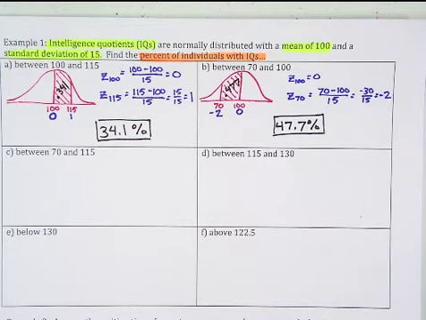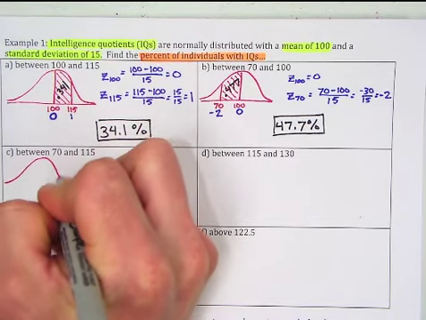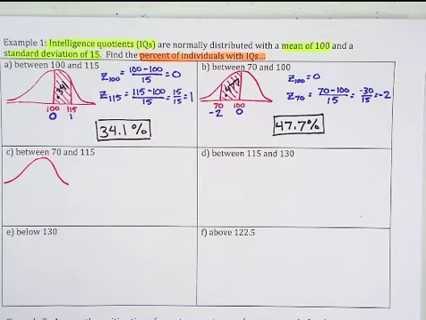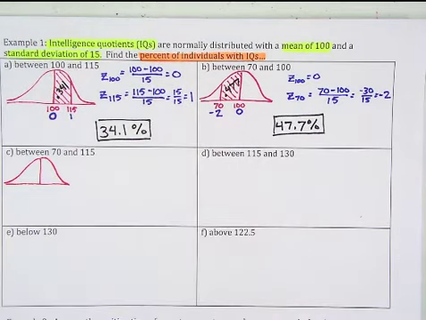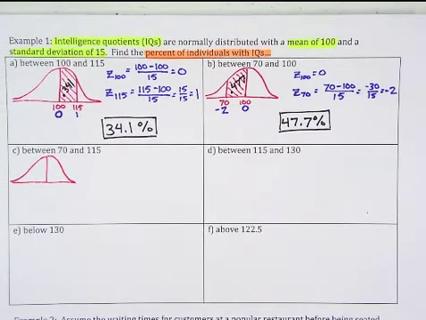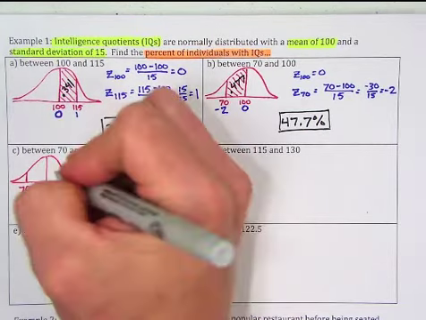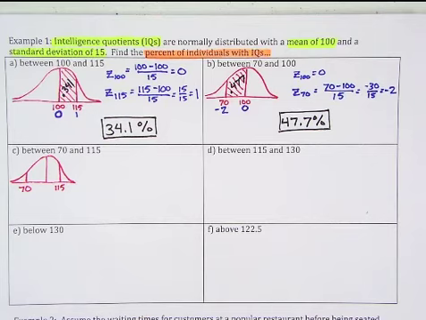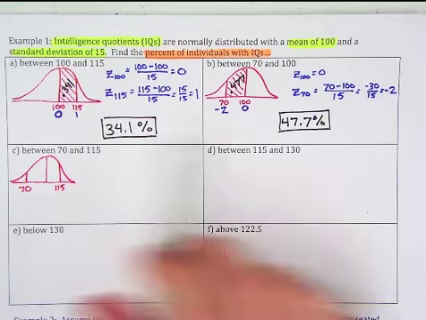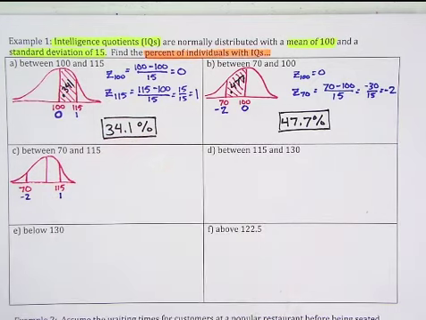All right, let's take a look at example C. We'll start off with our normal distribution. Put our line for the mean. And now we want between 70 and 115. So 70 was over here, and 115 was over here. And notice we've already found these z-scores in our previous examples. So it's kind of like combining the two. So 70 had a z-score of negative 2, 115 had a z-score of 1.